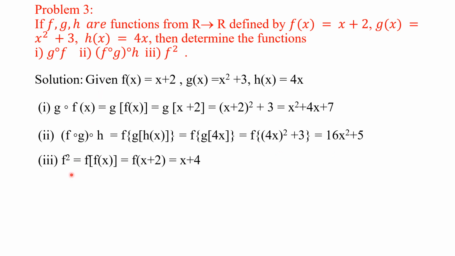And the last subdivision, f square. f square means only f into f, that is f composition itself. So f of x is equal to x plus 2. So in x plus 2 again, if I substitute, it's going to be x plus 4. Clear?